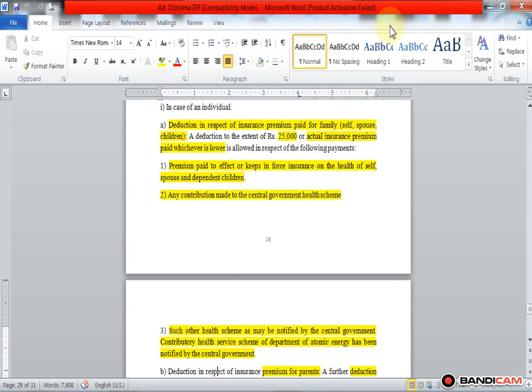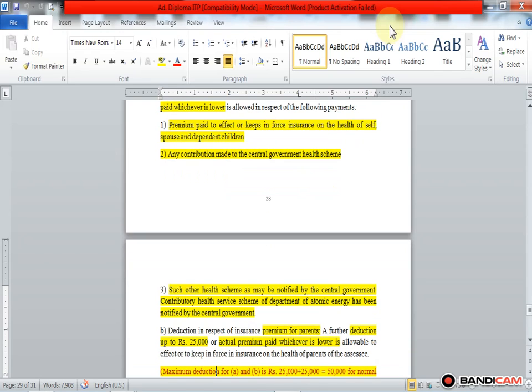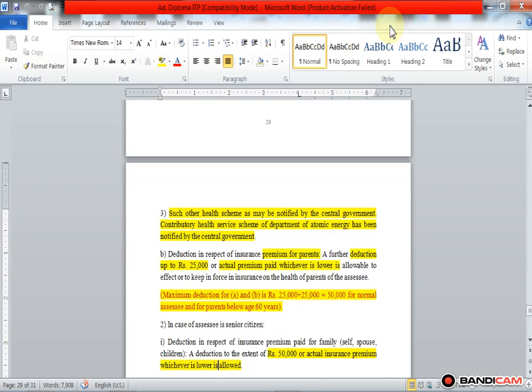Some conditions are given here about the deductions. If the expenses or the insurance premium is for spouse or dependent children, then this deduction is allowed for that assessee. If the assessee contributes to the Central Government Health Scheme, then these deductions are allowed to that assessee. We already studied this section in our previous lecture.